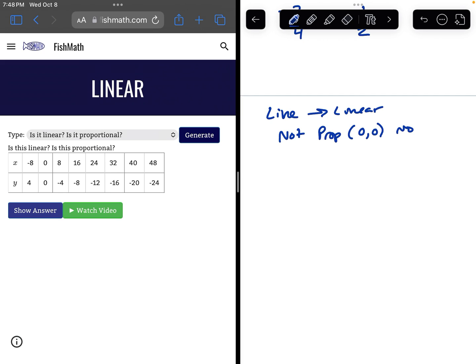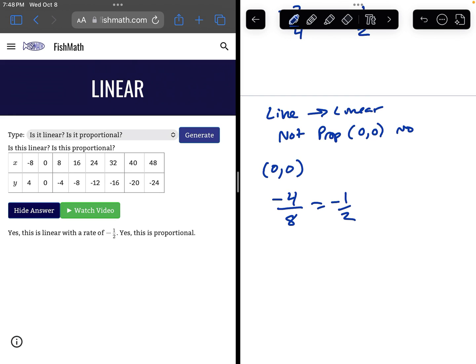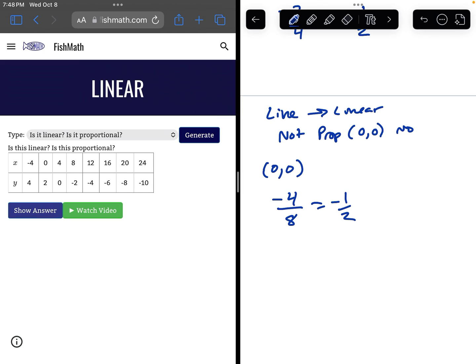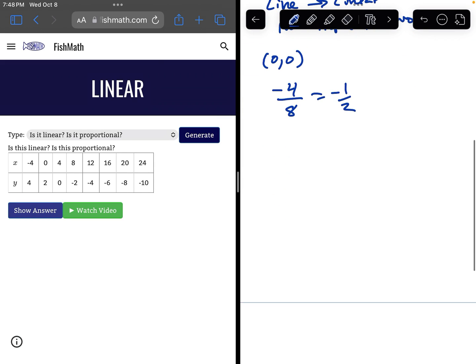This one I see is 0, 0. And let's see, we're going down by 4 in the y values as the x's go up by 8. So another negative 1/2 for the rate of change, proportional as well. This one starts at 0, 2, so not proportional. And then the rate looks like it's a minus 2 over 4. So once again, it's at negative 1/2.